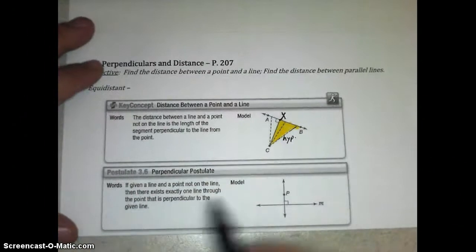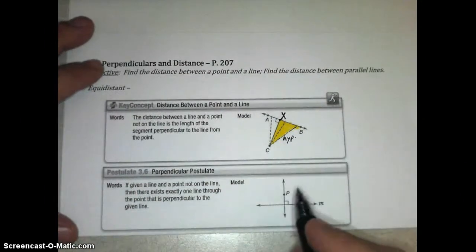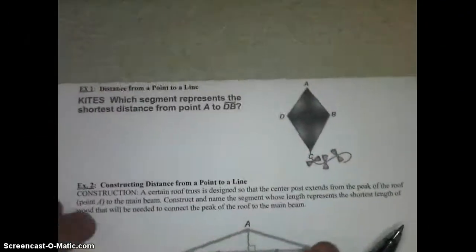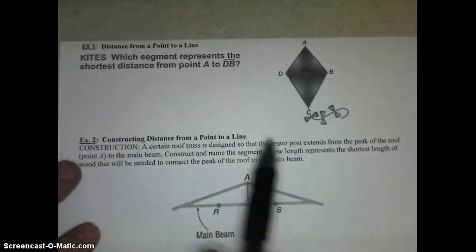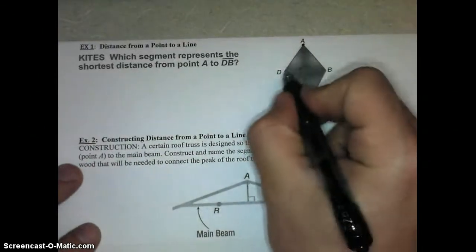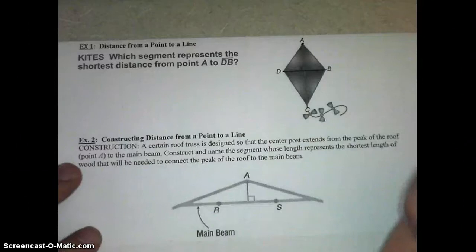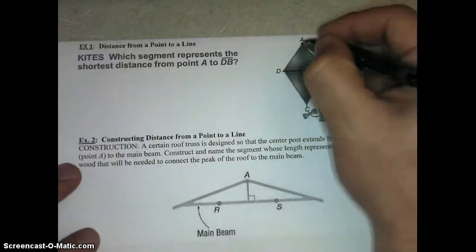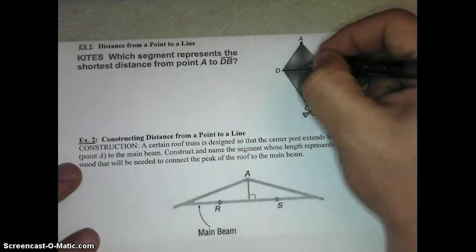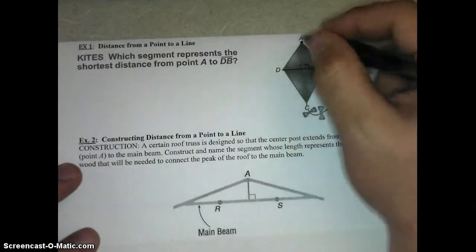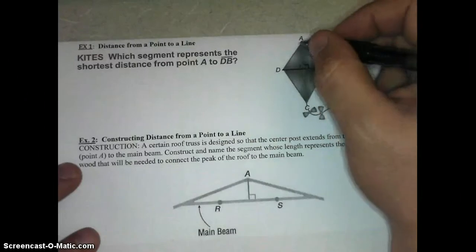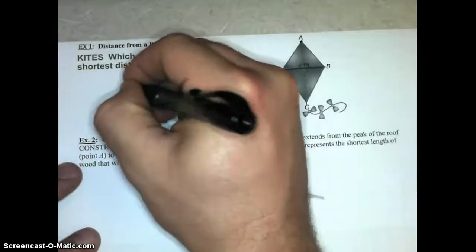Okay, and then also, if a given line and a point not on that line, then there exists exactly one line through the point that's perpendicular to that line. It just enables us to set that up. And so what I want us to do then is take a look at this example, and I want you to identify which segment represents the shortest distance from point A to segment DB. Well, we have segment AD, segment AB, and segment AX that all go from point A to line segment DB. But if this is a kite, we know this is a right angle. We just always have those cross beams intersecting at a right angle. So the segment that is the shortest distance from A to DB is that segment AX.